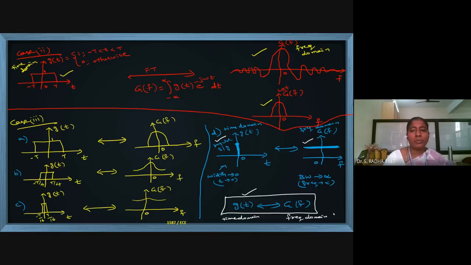Slide. Now I am moving further. Case 3 completed. Now I will go with case 4. G of t means we understood G of f is the representation. And in Fourier transform, if you remember the frequency shifting property.